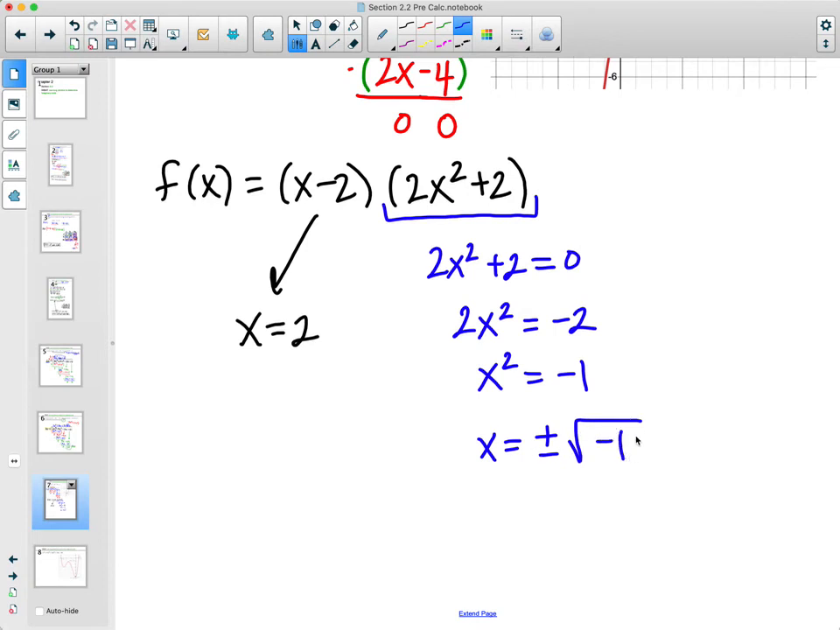So plus or minus the square root of negative 1. Remember that the square root of negative 1 is i. So those are your two imaginary solutions, i and negative i. So when we count up the total solutions now, here's one solution and here's two more solutions for a total of 3, which is the degree of the polynomial, which is what we wanted.